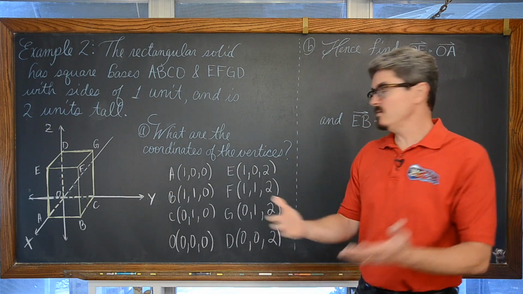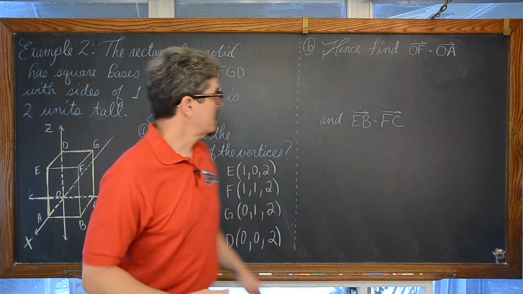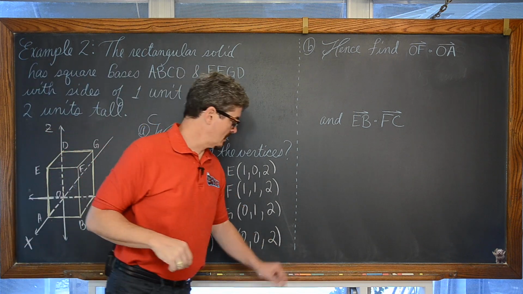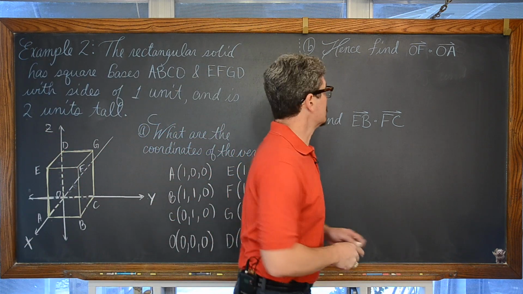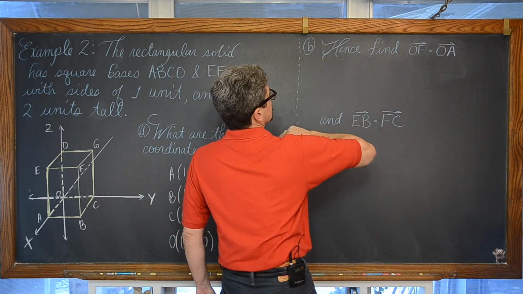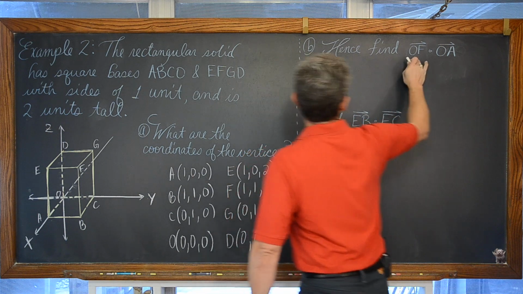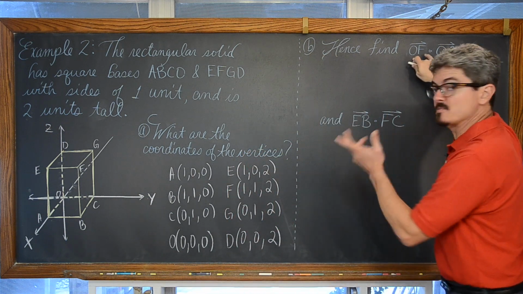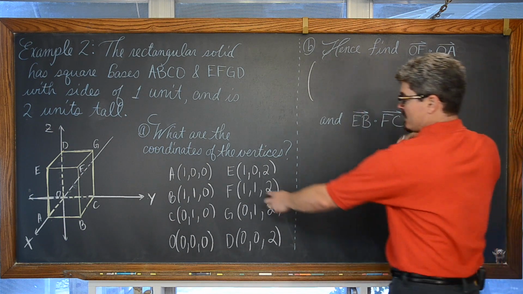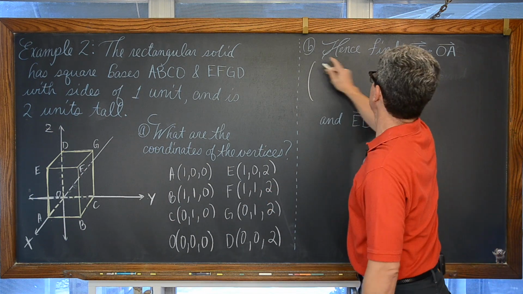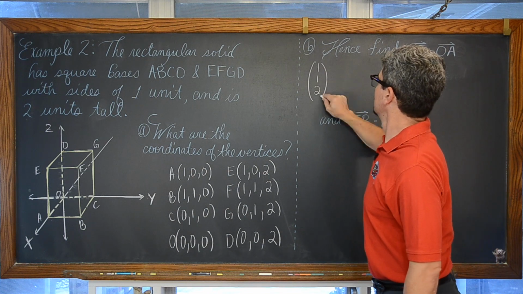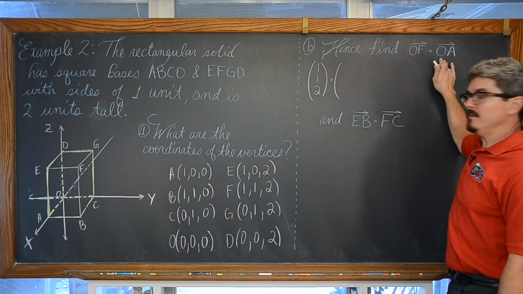All right, now we're going to use these 8 coordinates, 8 vertices, to find the dot product of OF and OA. Well, let's actually write these position vectors out. So we have OF. So if coordinate F is 1, 1, 2, well then that is vector OF. Same with OA.